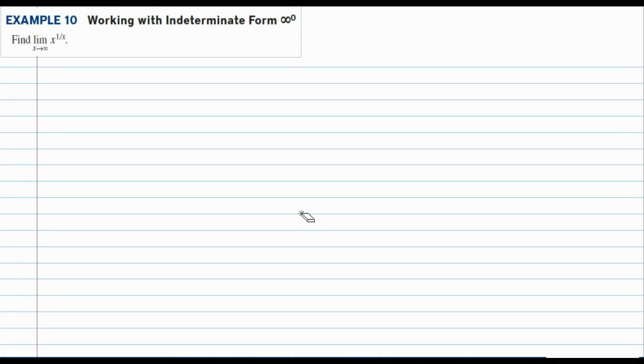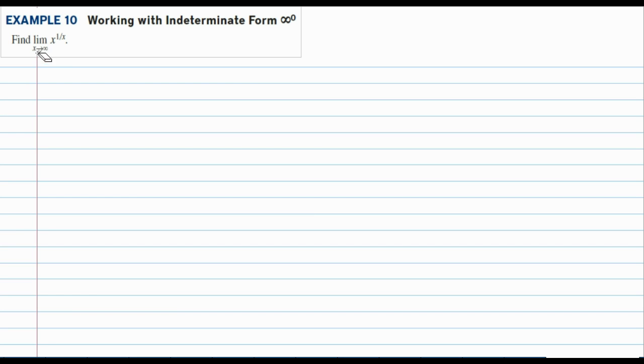This is the screencast for section 8.2, example 10, working with indeterminate form infinity to the 0. So again, that's an exponential form. We are probably going to use logs. Alright, so we're going to find the limit as x approaches infinity of x to the 1 over x.